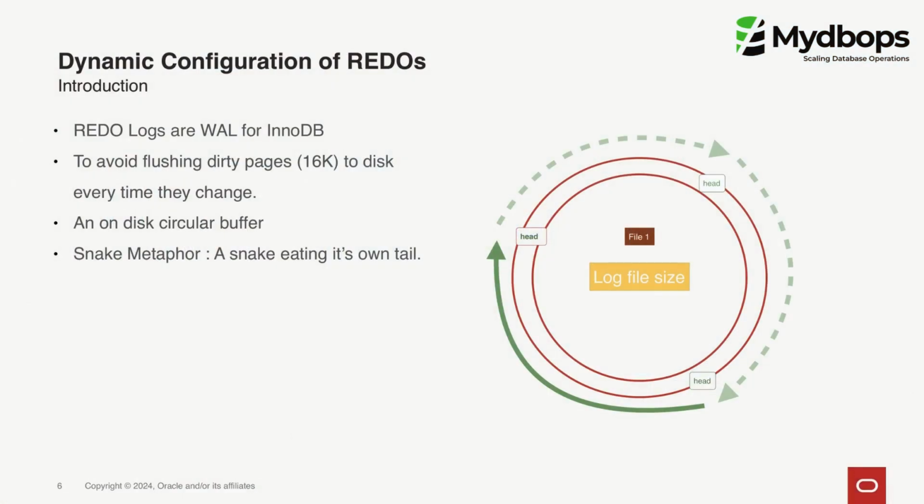Right. So redo log is a write-ahead logging in InnoDB. When I say write-ahead logging, it means before we write the actual data to the disk, we write the information of changes into the log and then flush that data to the disk. Why do we do that? Let's say there are two transactions, T1 and T2, modifying the same page in the database. If T1 has to be committed, the data has to be persisted on the disk.